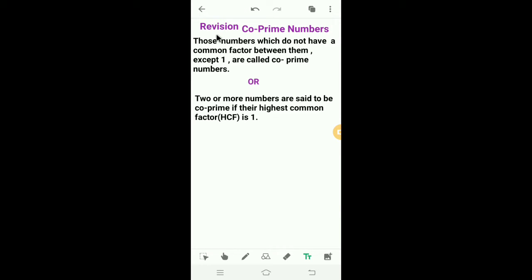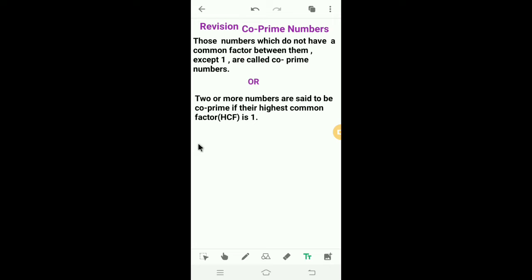Dear students, today we will do revision on factors and multiples lesson. In that, co-prime numbers. The definition of co-prime numbers: those numbers which do not have a common factor between them except one are called co-prime numbers. Or we can say two or more numbers are said to be co-prime if their highest common factor is 1.